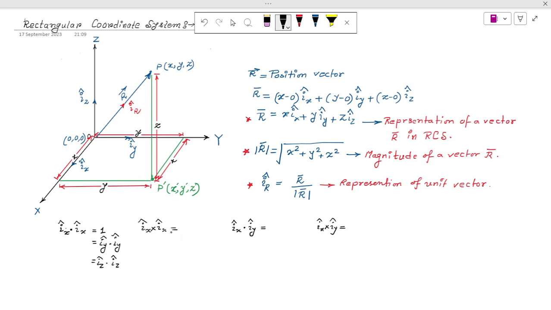Next thing, here the formula is mod of Ix mod of Ix sine of 0 degree. Here the angular distance is 0 degree. Here, whether the unit vector or any other vector, normal vectors, you consider, nothing changes. Sine 0 degree is 0. So this is equally true for Iy cross Iy, and this is equally true for Iz cross Iz.